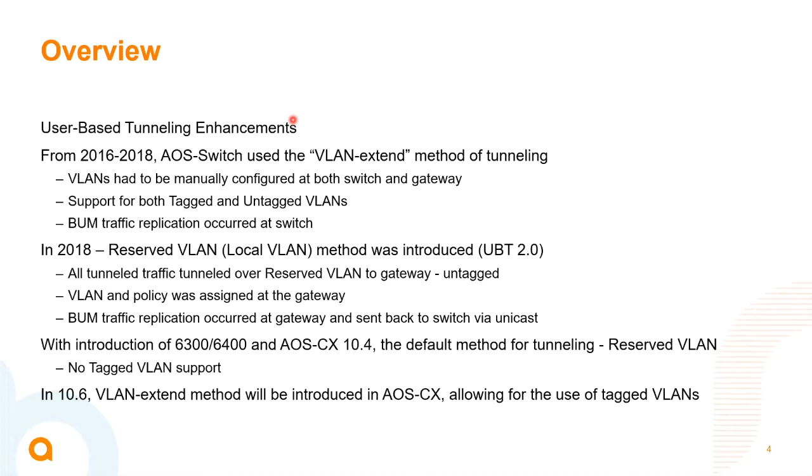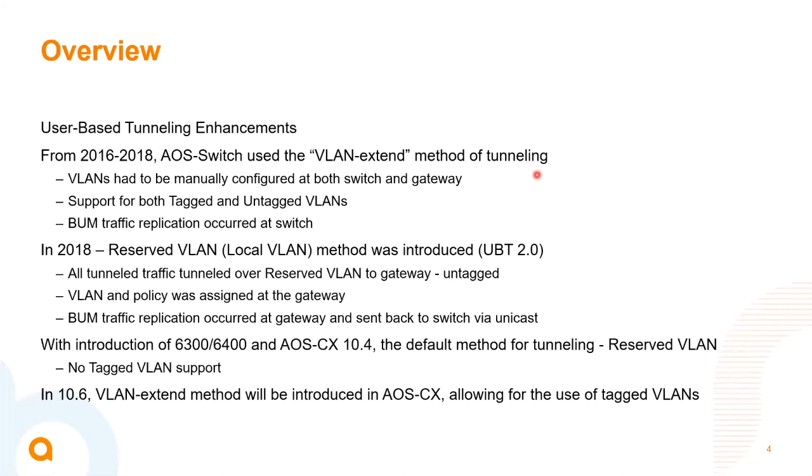All BUM traffic, multicast, broadcast, and unknown unicast traffic, was sent to the gateway and replicated at the gateway, and then sent back to the tunneled client via unicast. So we'd convert the broadcast and multicast to unicast traffic. This worked pretty well. The problem was, and we actually took this method and carried it over to CX in 10.4 when we released the 6300 and 6400 switches.